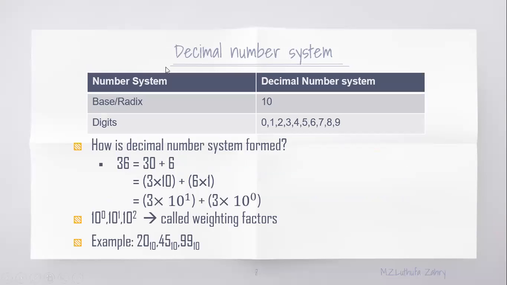Now we'll see each and every number system clearly, like the decimal number system, then binary and all those things next. The first one is the decimal number system. This is the first number system we are going to see. You have to know the decimal number system base is 10. As I said, the digits used in the decimal number system are 0 to 9.